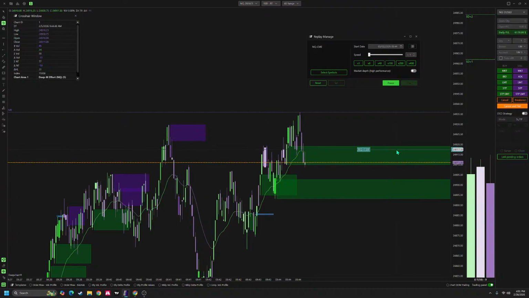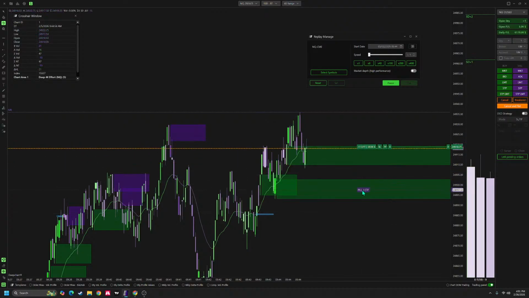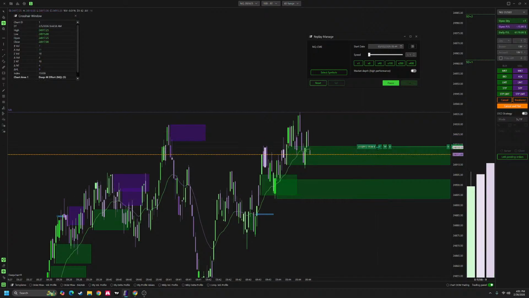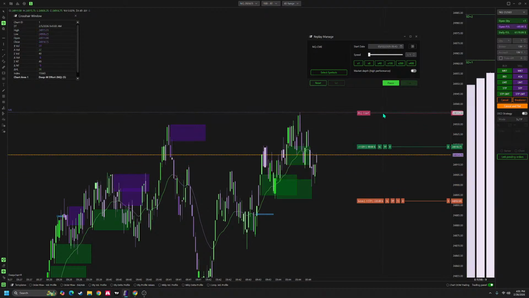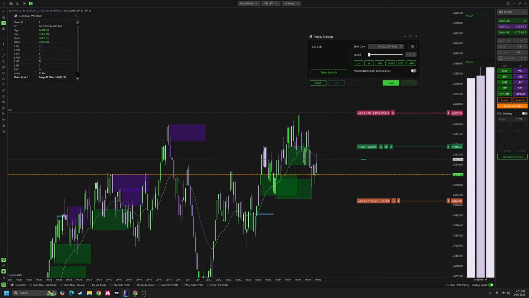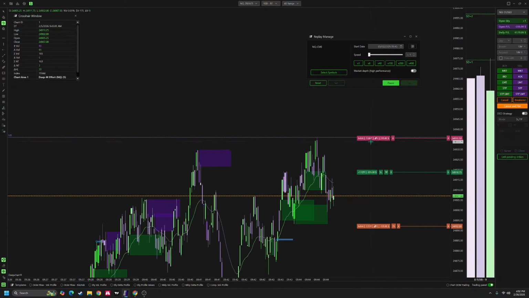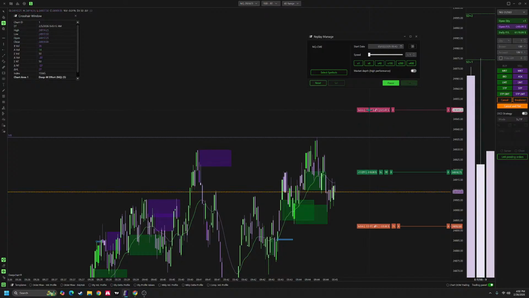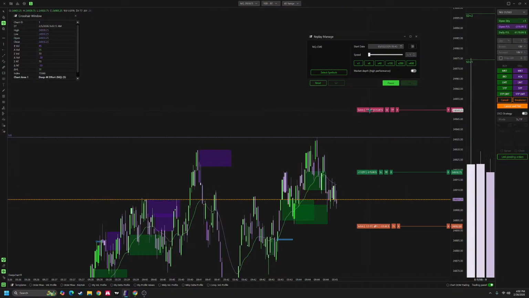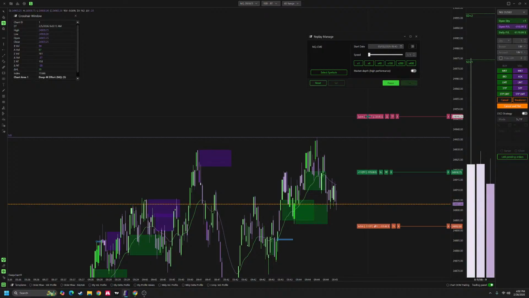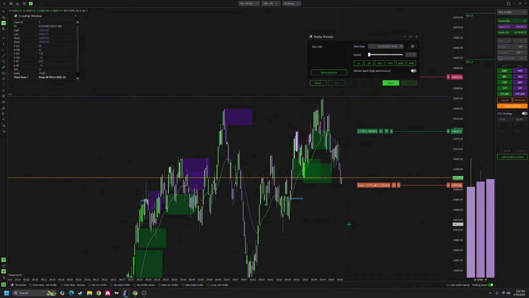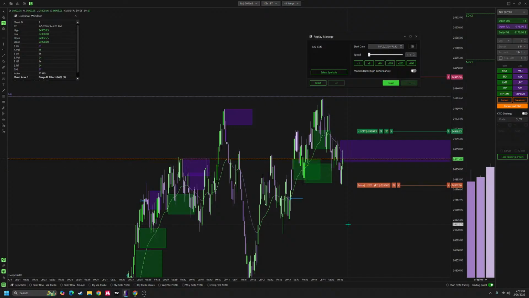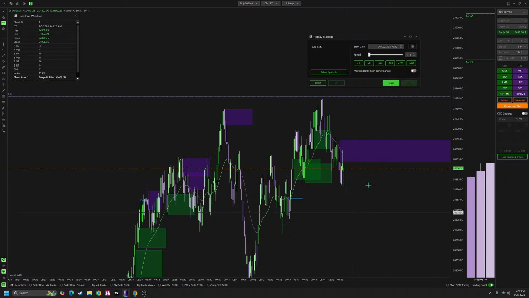I'm going to put in a buy stop at the top of the zone here. Stop loss below. Take profit back at the IBV high or higher. We target this 1-to-1. And we get stopped out.